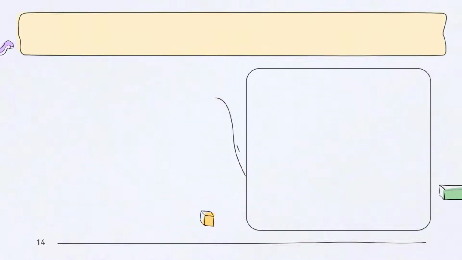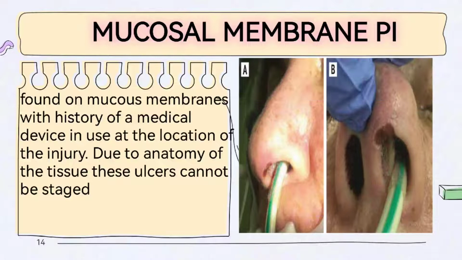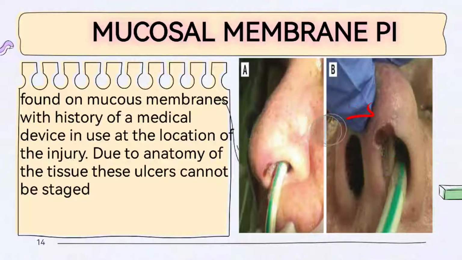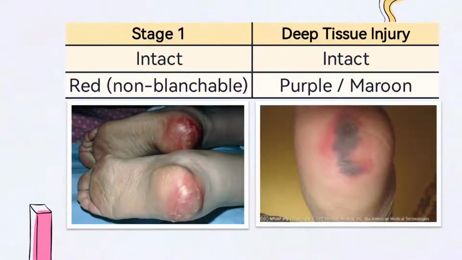Now we also have another one, which is what we call the mucosal membrane pressure injury. Mucosal membrane, and there is also a history of medical device. Yes, medical device is positive, but what is lacking here? How are we going to differentiate this from medical device related pressure injury? It is the underlying bones, the underlying structure. Okay, if there is bone. Now this area of our nose doesn't have any bones. So if that is the case, the question, can I stage it? Yes or no? The answer is no, of course. We cannot stage. We can only stage if there is an underlying bone.